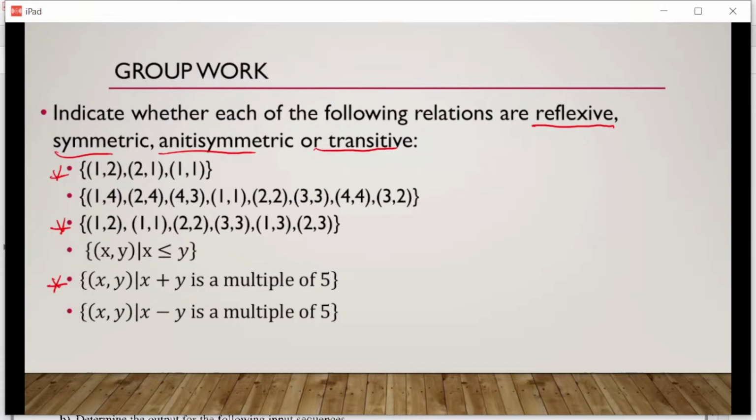Okay, let's just whip through this really quick. Is this one reflexive? So Joshua, what do you think? Reflexive means that everything is related to itself. 1 is related to 1. We're good, right? Yes, it would be. What about 2? Is 2 related to itself?